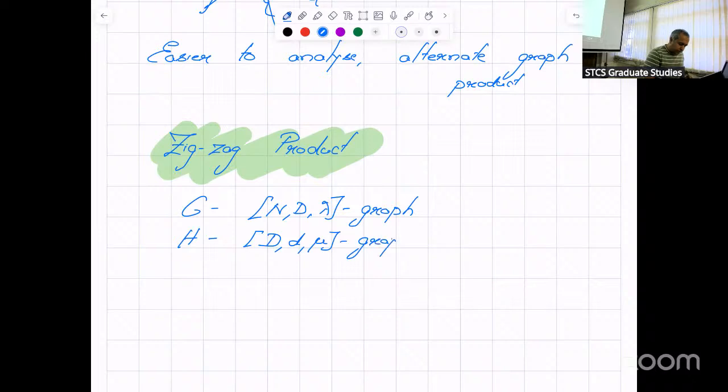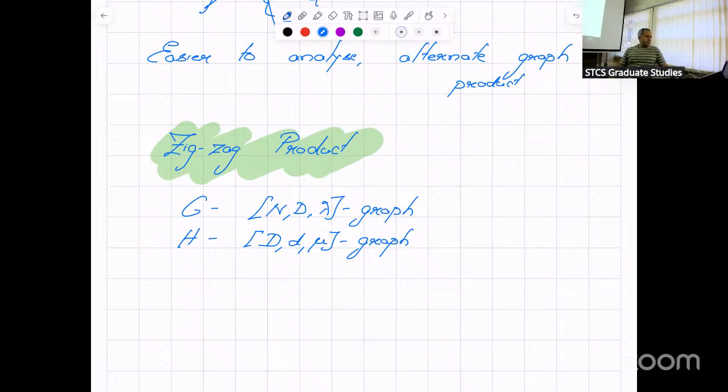The replacement product also increases the vertices, but much more mildly. It just multiplies the number by a constant factor, capital D, unlike squaring or tensoring. The degree goes down, like d plus 1 or something. And the eigenvalue, we have to analyze it. So the whole point is we won't be analyzing the replacement product's eigenvalue. We'll analyze zigzag, which is easier to analyze.